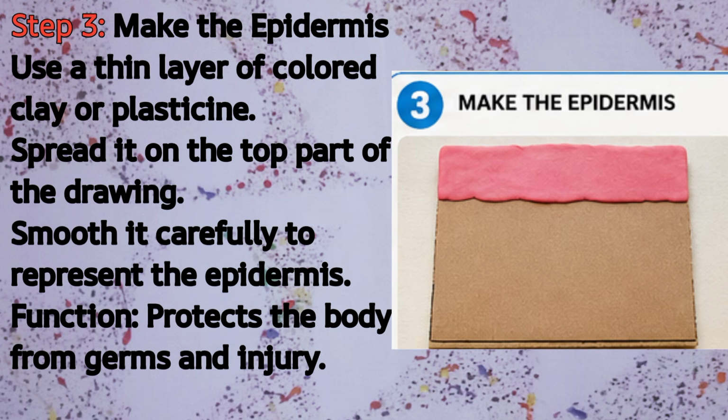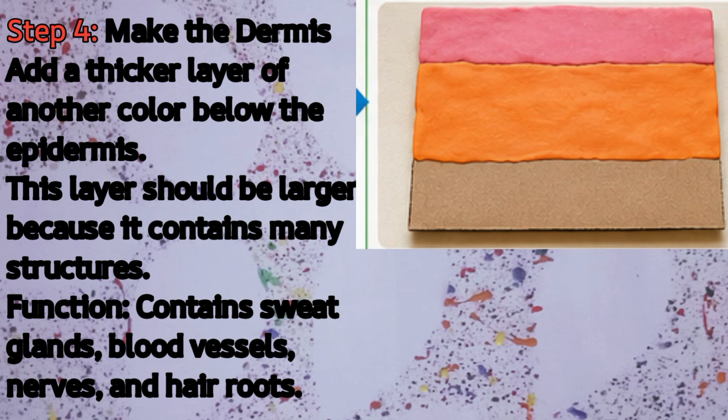After doing that, they will move to step 4, where they are making the dermis. Under the dermis, they add a thicker layer of another color below the epidermis, and this layer should be larger because it contains many structures. It contains sweat glands, blood vessels, nerves, and hair roots.